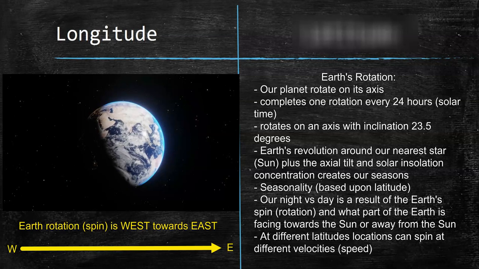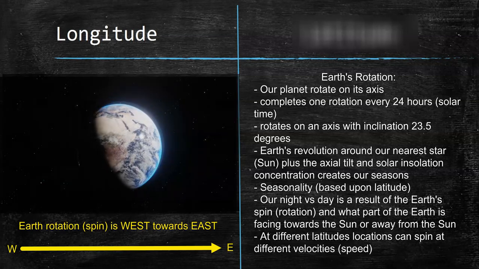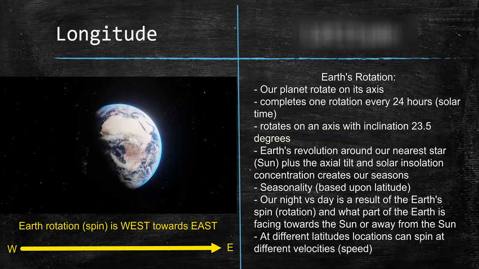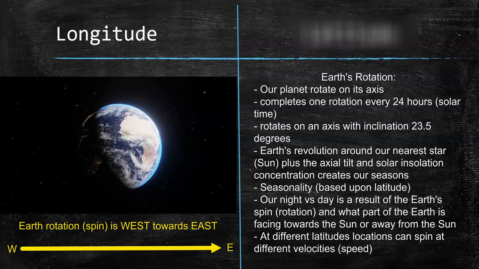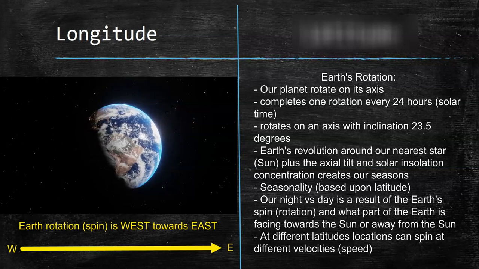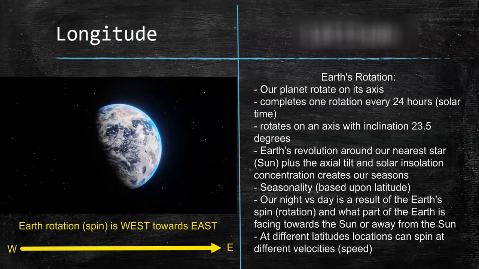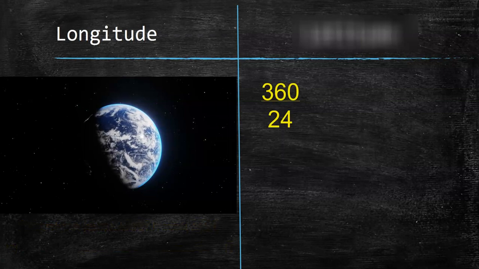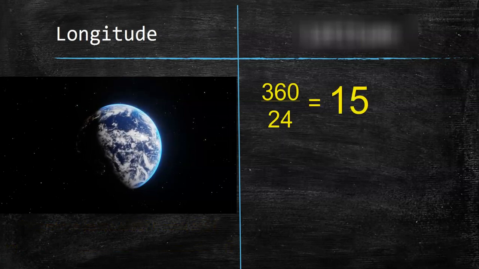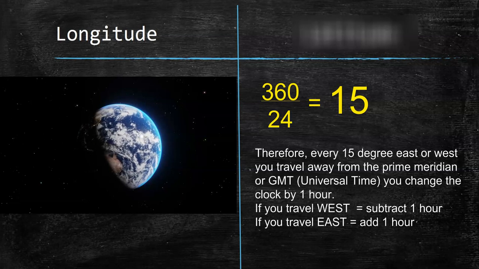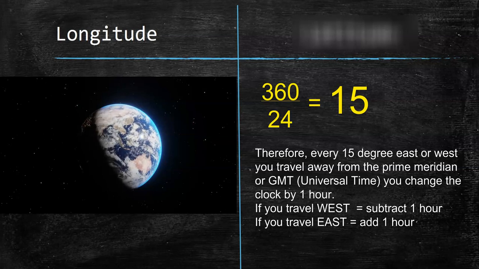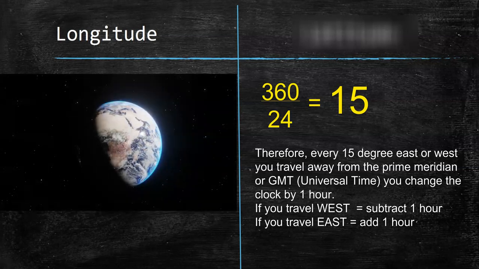Right now I'm in the United States, and it's Wednesday morning, but on the other side of the Earth, in New Zealand or Fiji, it is Thursday already. So different parts of the world have different times, and these times are split into time zones based on degrees of longitude. If you take a full circle, which is 360 degrees, and divide it by the 24 hours in a day, you get 15. So every 15 degrees you go east or west, you're basically changing the time by 1 hour.